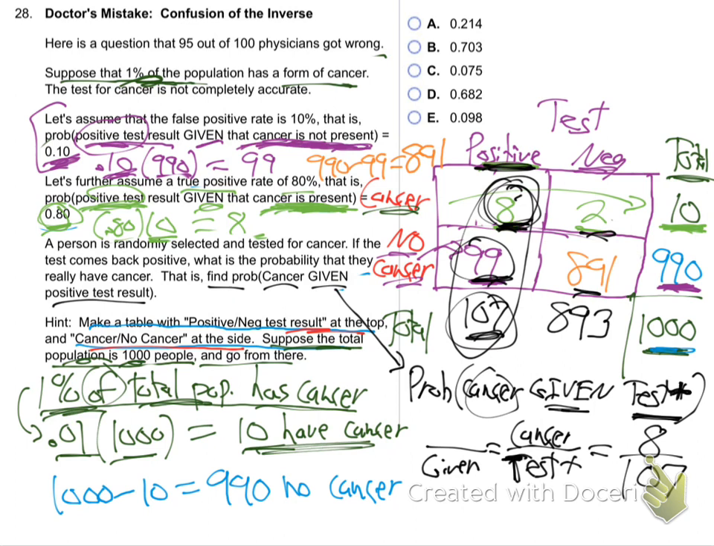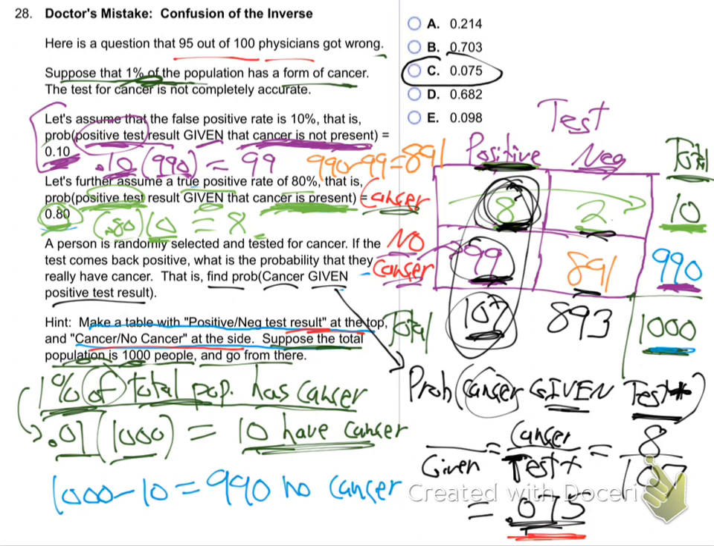You're one of those 107 that tested positive. The chance you have cancer, only 8 of those have cancer out of the 107. Divide that in your calculator. And I'm getting 0.075. There it is, 0.075. The doctors who were asked this question, 95 out of 100 physicians thought the answer should be somewhere around 80%. In reality, it's about 8%. They're off by a factor of 10.